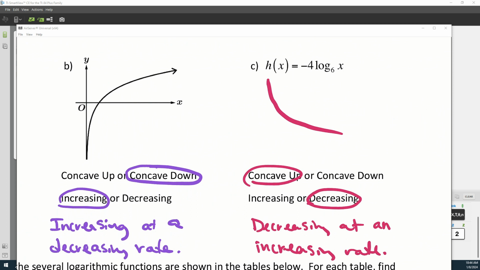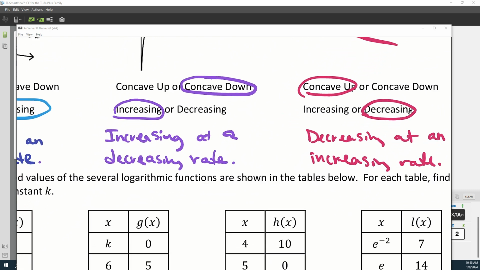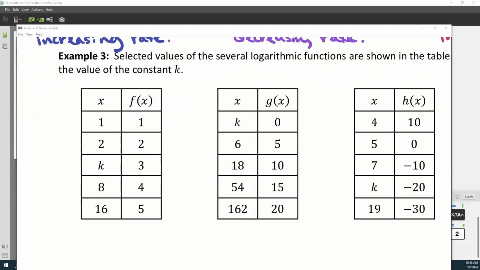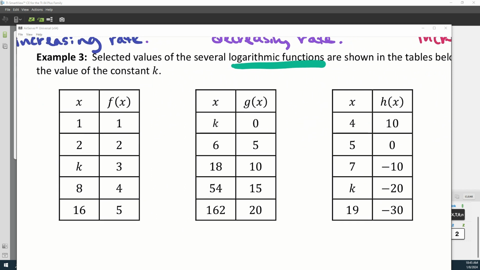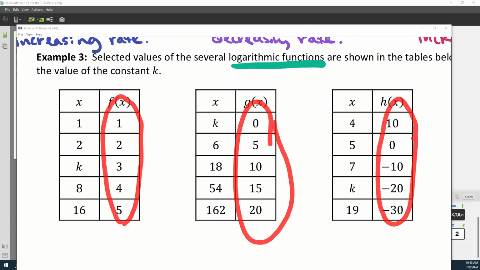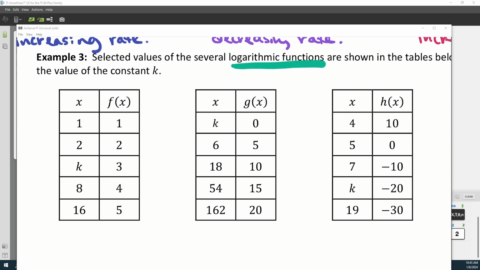All right, any questions on concavity? Okay, and then for example 3, these have varying levels of difficulty. Like sometimes it's super obvious, and then sometimes like when we get to the third one, the fourth one, it's a little bit tricky. So that tells you that these are all logarithmic functions. So for logarithmic functions, the y values are evenly spaced, so going up or down by the same value every time. And then the x values are found by multiplying by something each time.